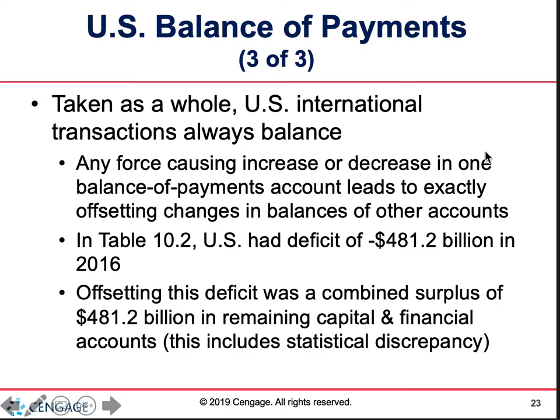Okay, so taken as a whole, the U.S. international transactions always balance. So any force causing an increase or decrease in the balance of payments account leads to exactly offsetting changes in the balance of the other account. So in our table, we had a deficit of $481 billion in 2016. Offsetting this deficit was a combined surplus of $481 billion in remaining capital and financial accounts.